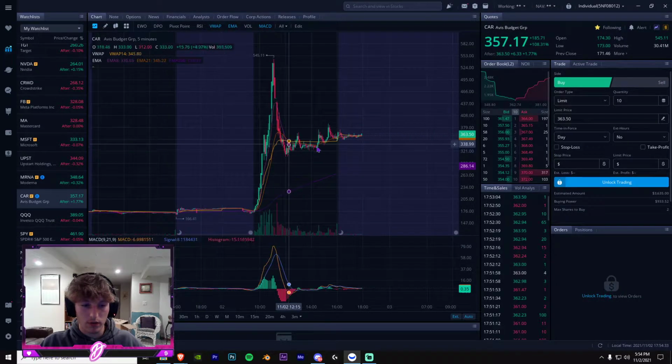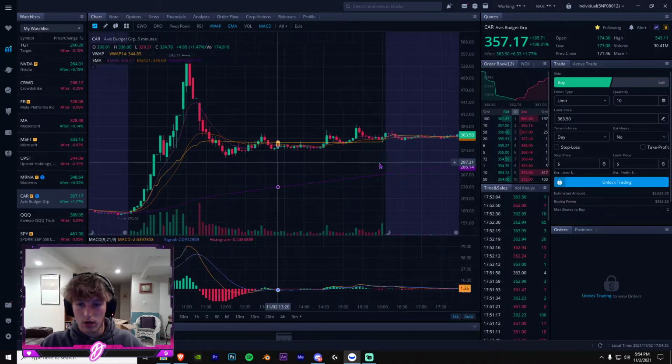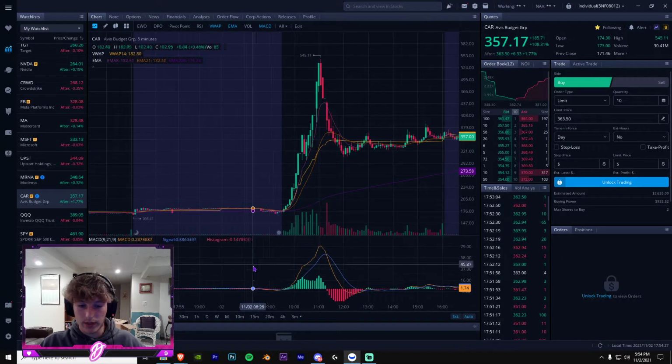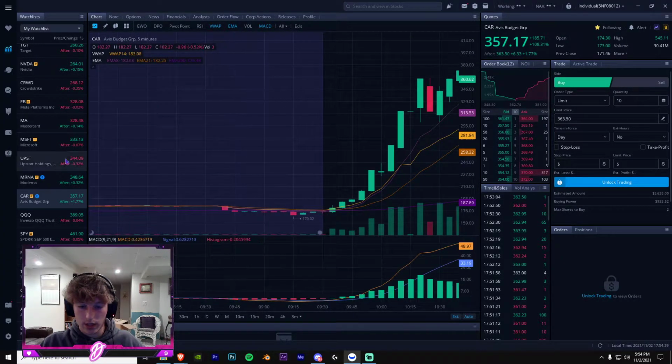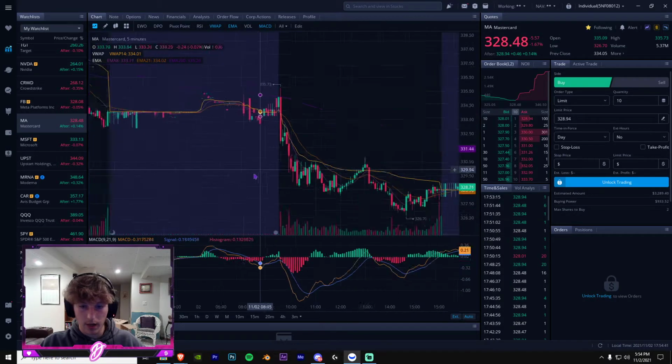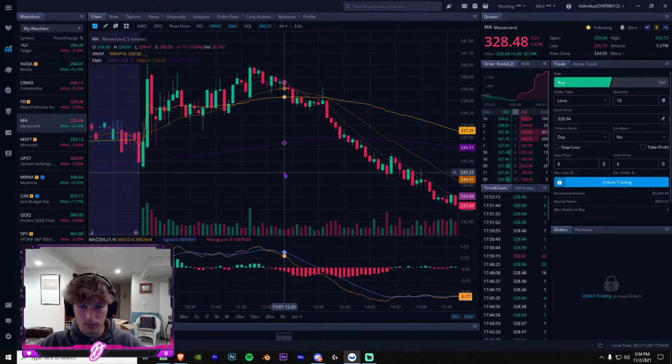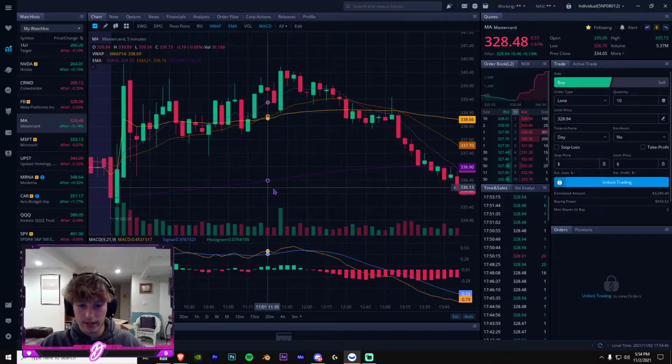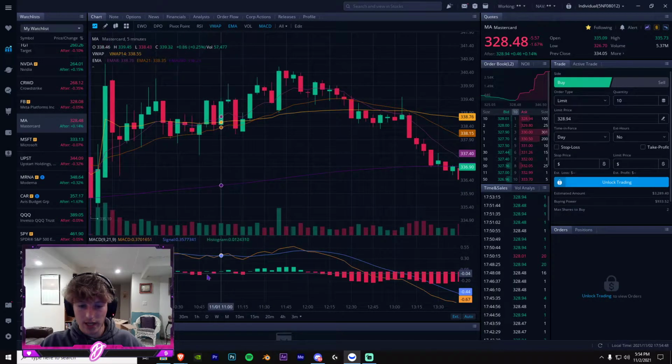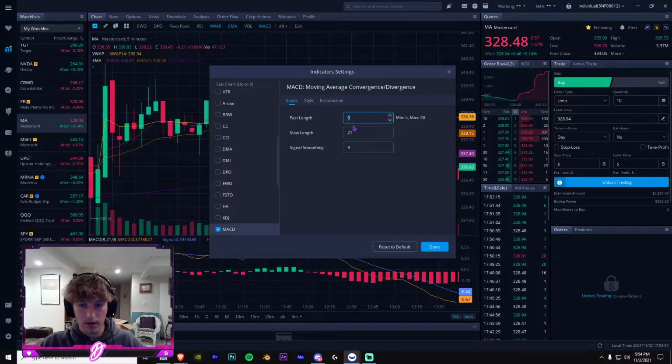If we go to CAR right now, we can see that's actually not a good example because you can't really see that stuff, but MA. Again, we see this green, and this is really sloppy, and this is only because of the smaller numbers you use in the MACD. If I put something like 3 and 9, you will see sloppiness.